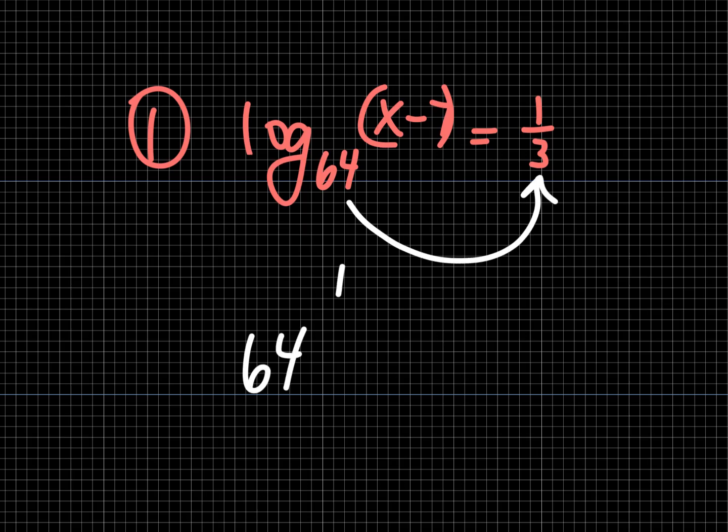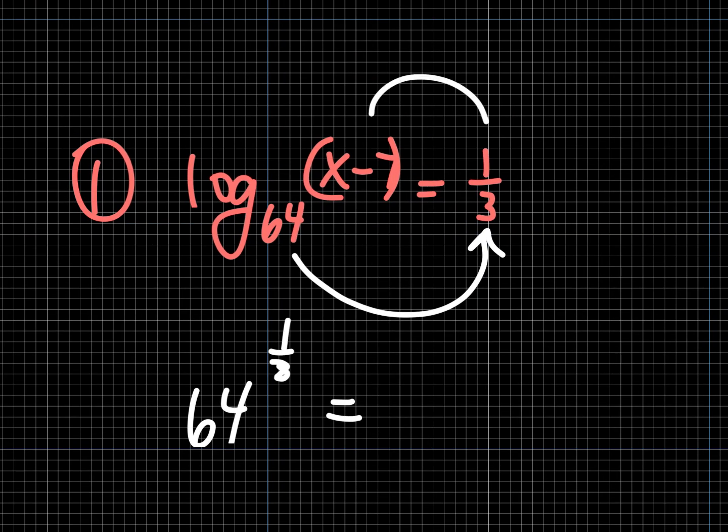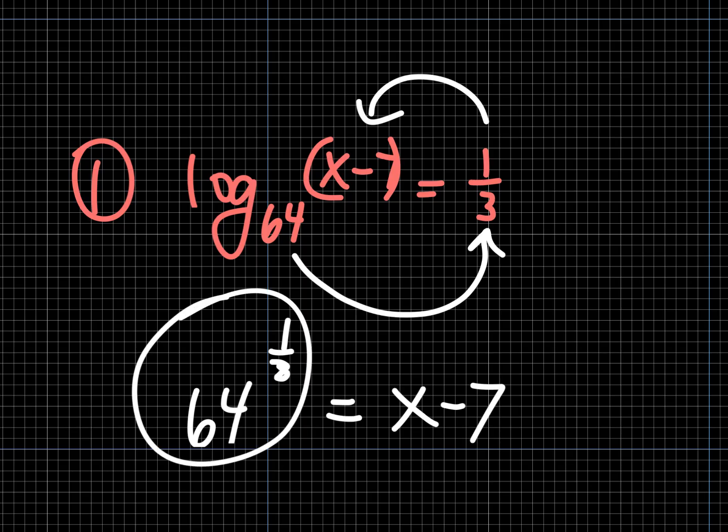64 to the 1/3. Ooh, I know that one. Do you know that one? What is 64 to the 1/3? Say it if you know it. 4. It's 4. Very good. So that's just 4 equals x minus 7. And then it's super simple. If this is something that's easy for you, then this unit will be so easy. If you're good at those fraction exponents, you'll be loving life on this test. All right, let's move on to number 2.